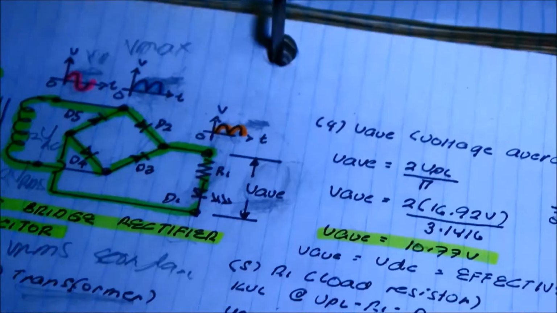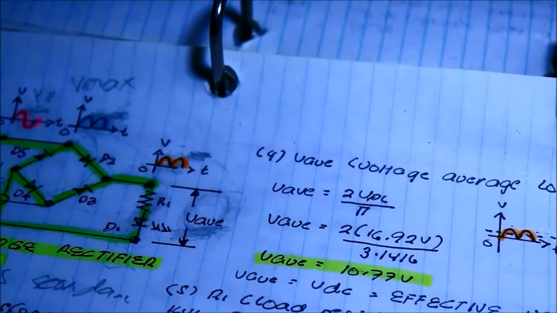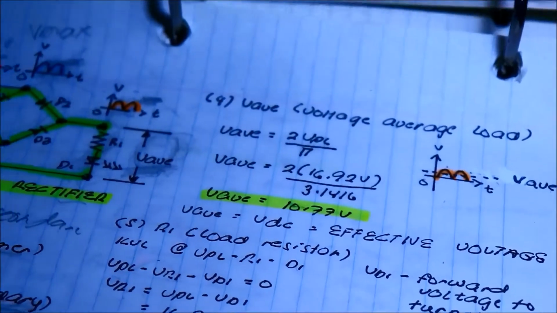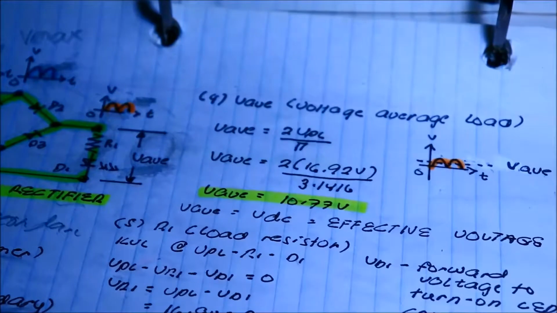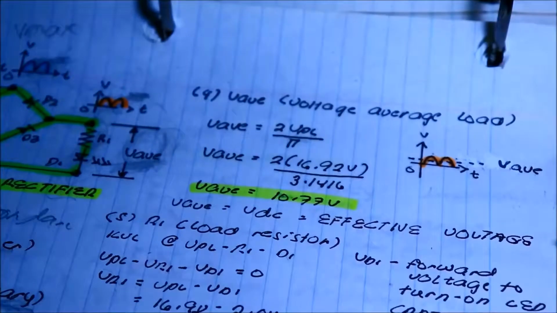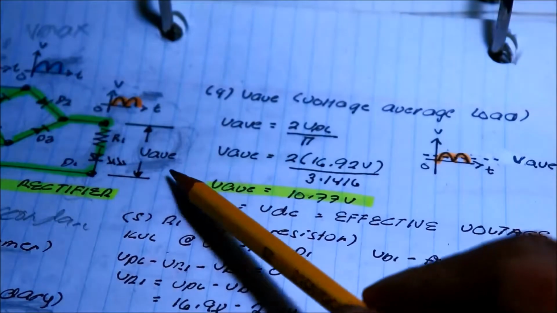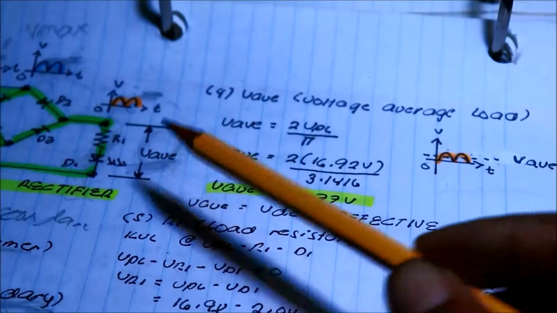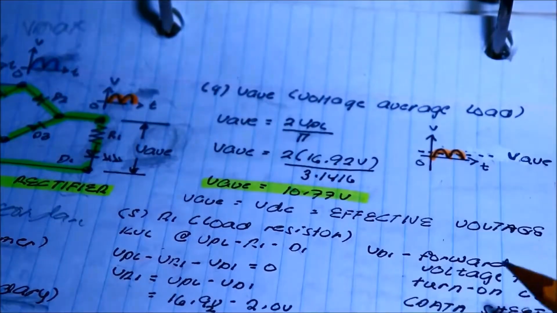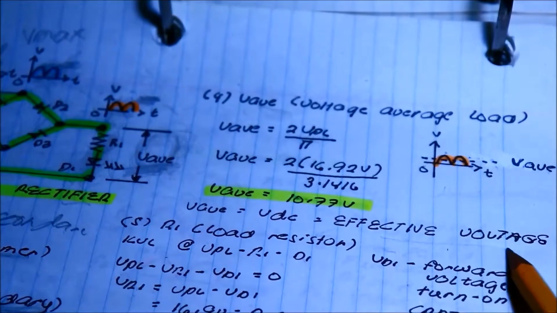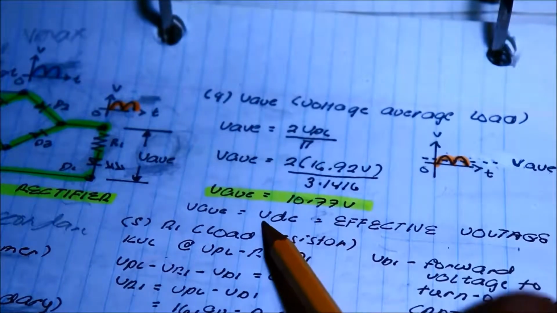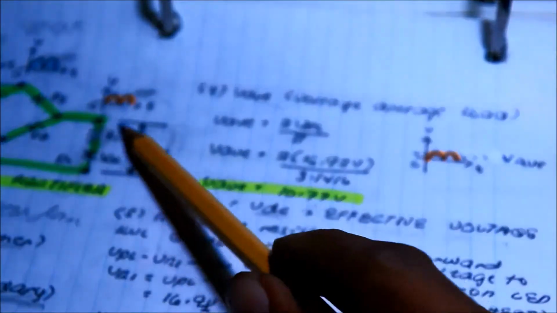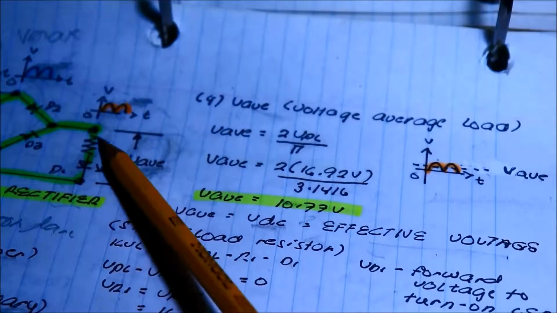We now come to the next problem. Let us see what this is. We have here the voltage average of the load. This is what we're waiting for, the voltage average. What is this voltage average? It is the effective voltage, or the recurrent voltage. That's the voltage across the load. That is the voltage average.